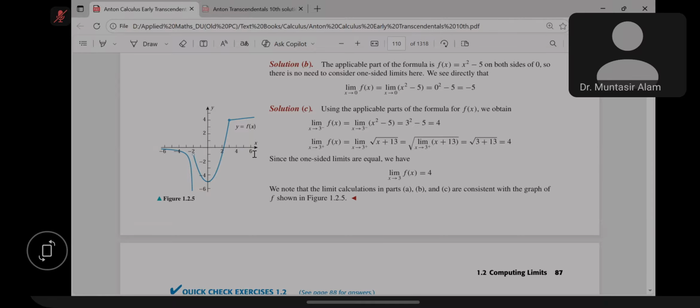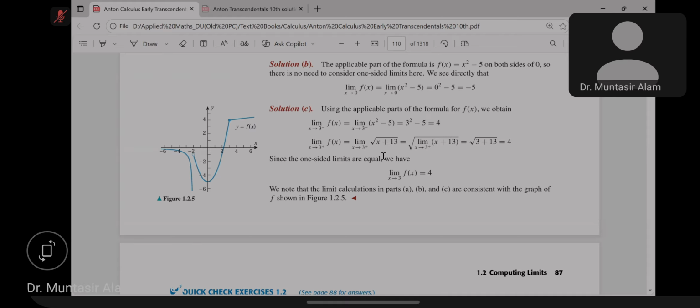But if you move to 3 from the right hand direction, which function value should you use? Because whenever you are moving to 3 from the right hand side, you are actually moving through the straight line. Not the straight line, actually it should be the square root graph of x plus 13. That means you are moving through this line, okay?